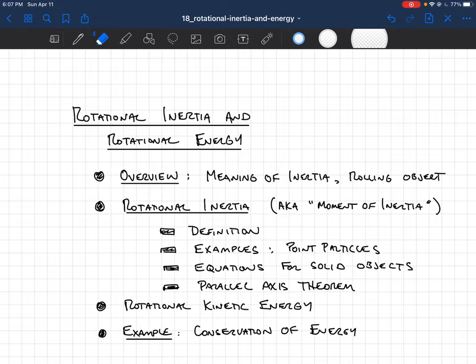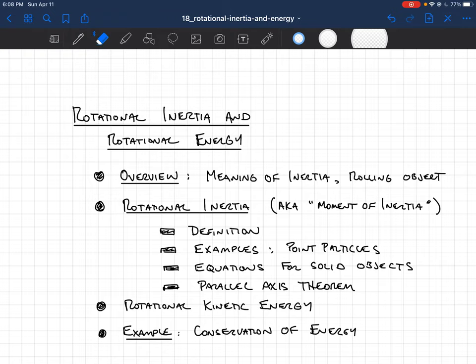So that's our goal, to be able to do conservation of momentum, conservation of energy problems, where we include both the translational energy, which we've already talked about, but now also an energy associated to the rotation of the object. And in order to do that, we need to introduce a new quantity called rotational inertia. That's the analog to mass that we have in translational motion, and I'll show you where that comes from in the overview at the beginning of the lecture.